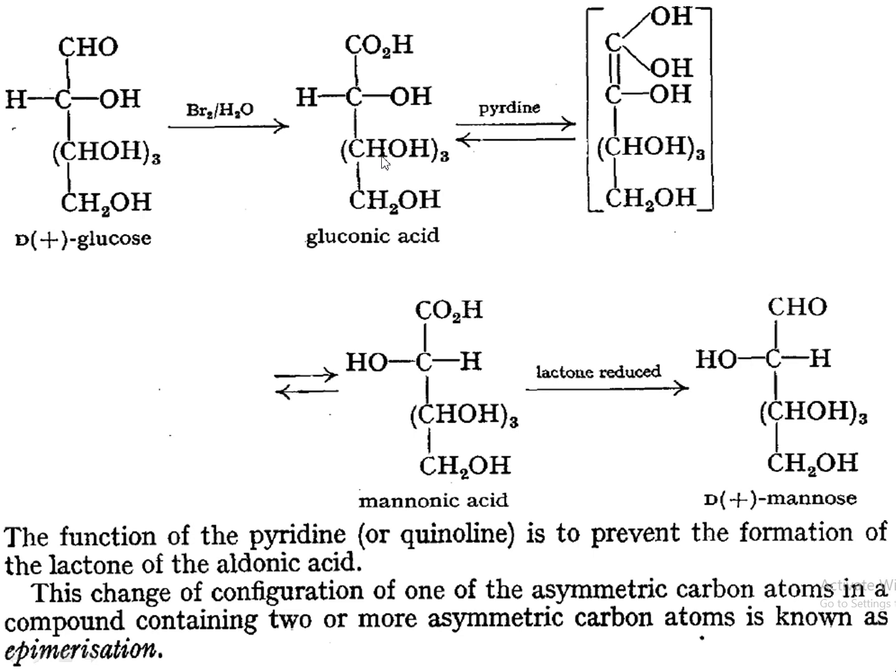You know, lactone is formed when the fourth OH and the COOH combine to give rise to the lactone, or the fifth OH combines with the COOH to give the lactone. If we have a 5-membered ring, then it is referred to as furanose, and if we have a 6-membered ring, then it will be known as pyranose. In this case, after that the mannonic acid is formed, and by the reduction we get the mannose. So this is the process of epimerization of glucose to mannose.